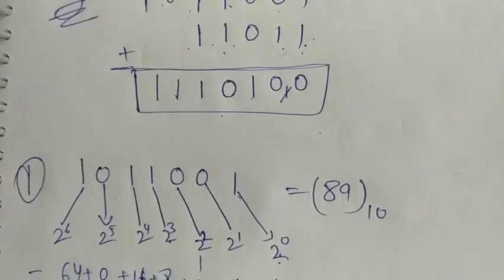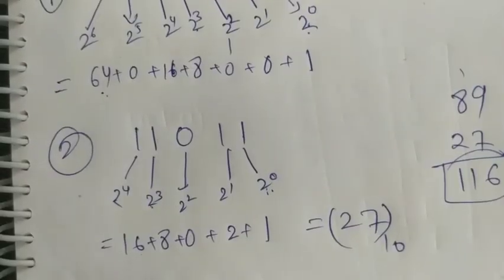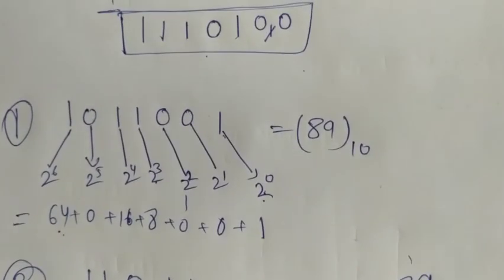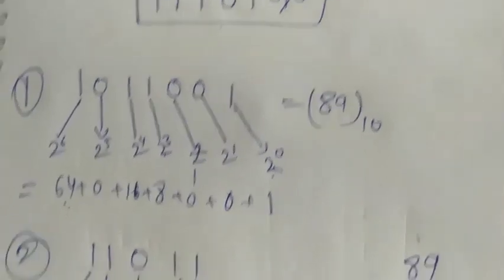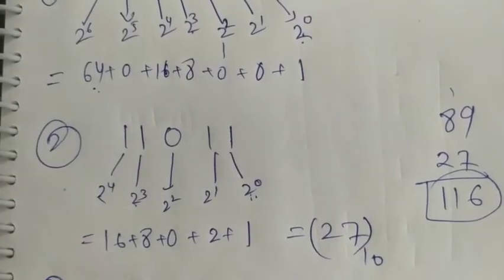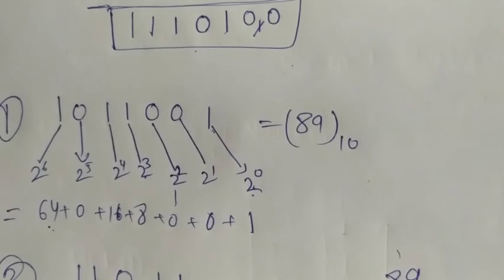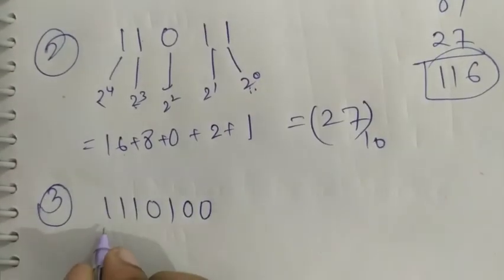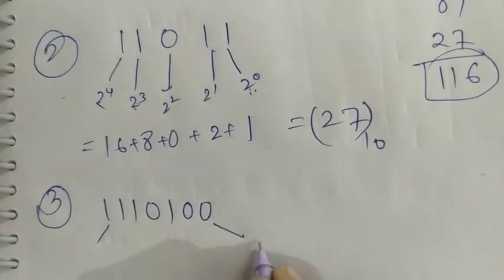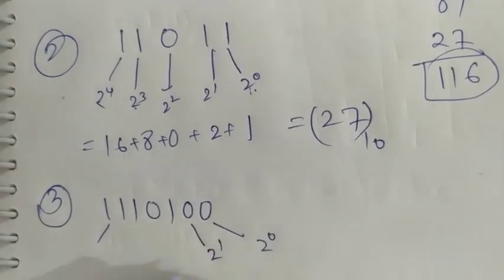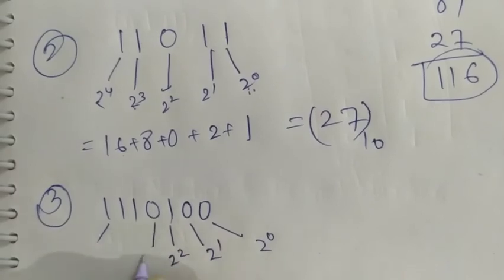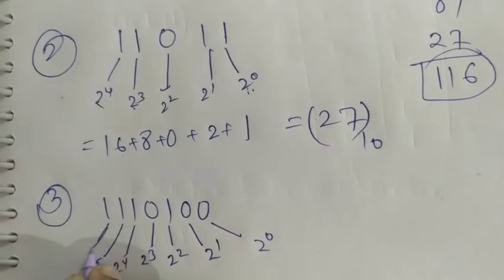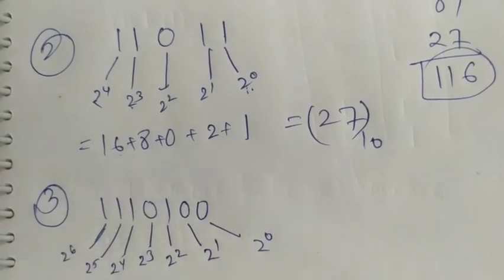Let's check, is this result also 116? The term is 1110100. So again, 2 raised to power 0, 2 raised to power 1, 2 raised to power 2, 2 raised to power 3, 2 raised to power 4, 2 raised to power 5 and 2 raised to power 6.